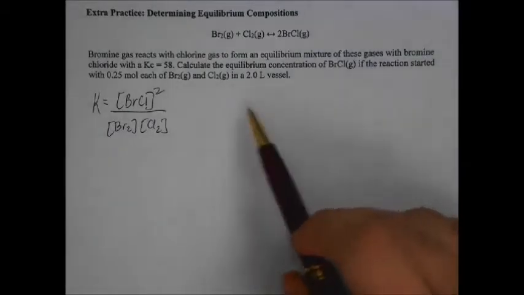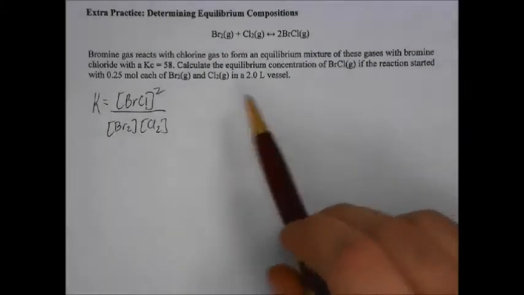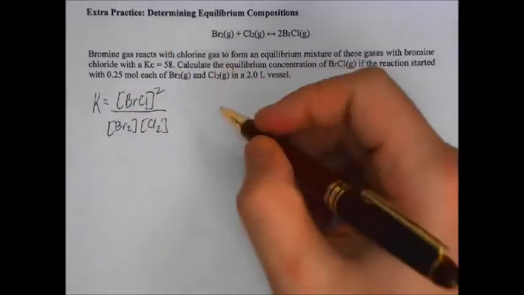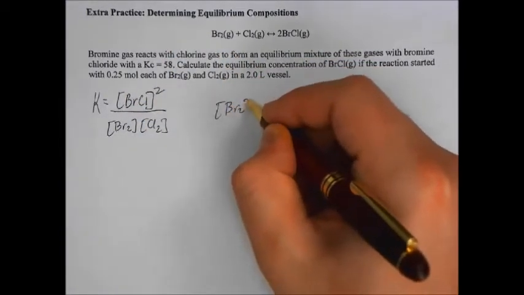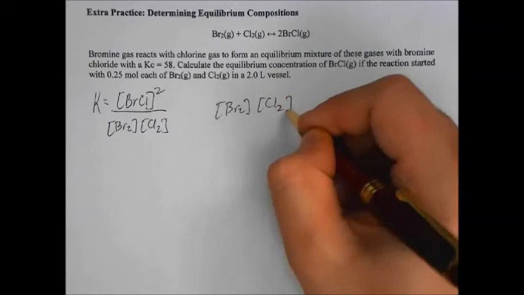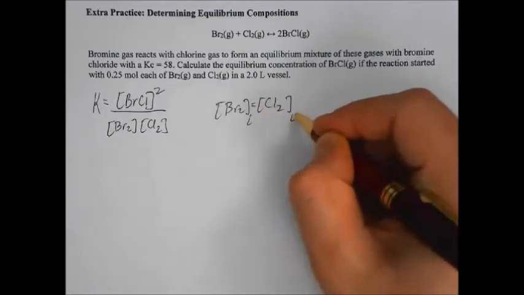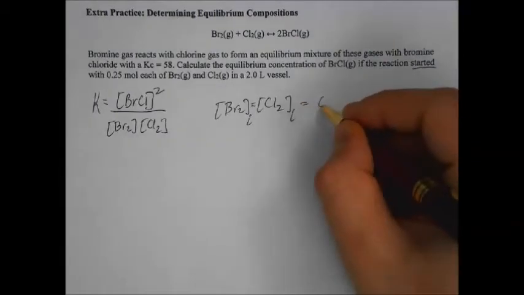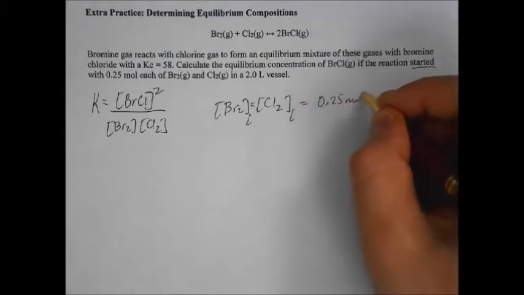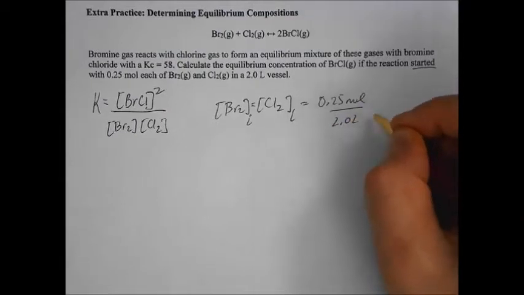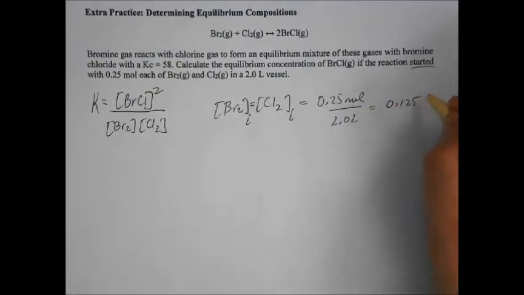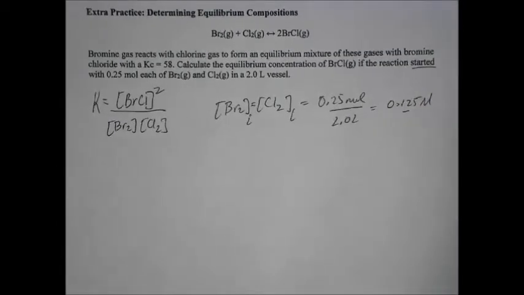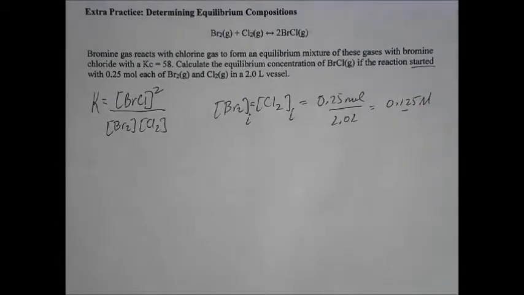Now, the other thing I like to do too is to sort of work out what's given in the question. So this tells us that our concentration of Br2 and our concentration of Cl2 are going to be the same. And these are initials because the key word here is started. So these are going to equal 0.25 moles divided by 2.0 liters, which is going to be 0.125 molar. And remember, there's only going to be 2 sig figs in that number. So that sort of gives us a starting point.